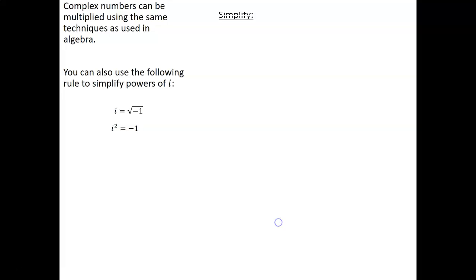So some other simplifications we can do. i to the power of various things. So let's have a look at i to the power of 3. I can rewrite that as i squared times i. i squared is -1. So that's like saying -1 times i, which I can just write as -i.